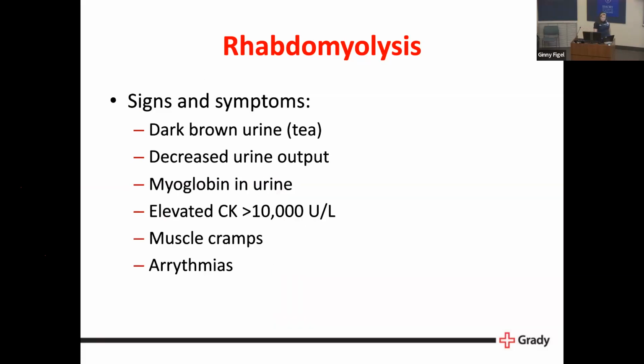Okay, so what are we looking for? The patient's going to have that dark brown, tea colored urine. If they're putting out at all, they're definitely going to have decreased urine output. We're going to be seeing myoglobin in the urine, and they're going to have an elevated CK. They're going to have muscle cramps, and they can have arrhythmias.